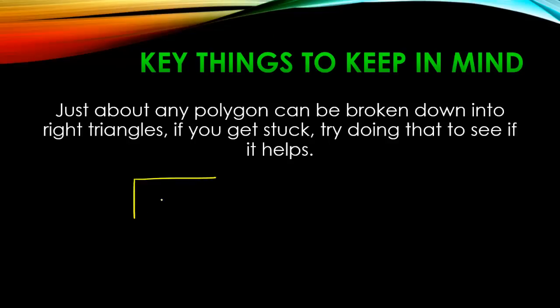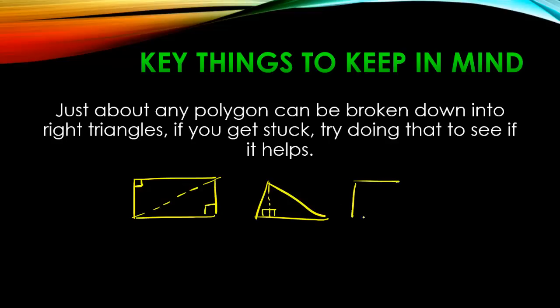So take, for example, if I had a rectangle. Look, 2 right triangles. Okay? Any type of triangle I draw, even if that one wasn't a right triangle, I have 2 right triangles here. Okay, square, 2 right triangles. Okay, so no matter what type of shape you draw, I guarantee you can get right triangles out of it and take up all the area. So see if that helps.